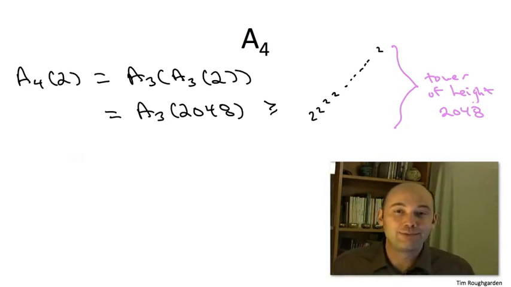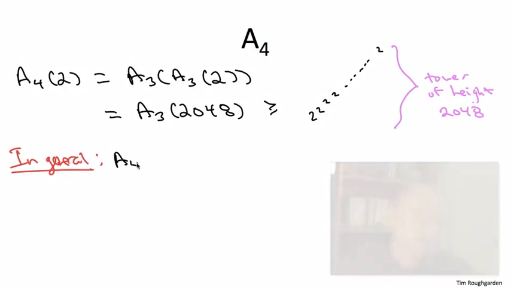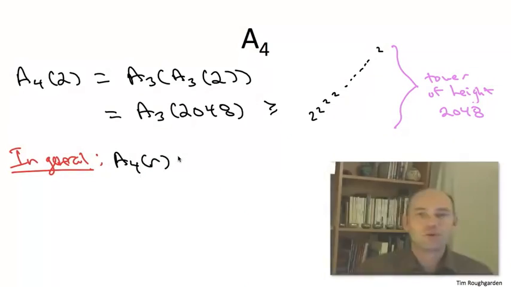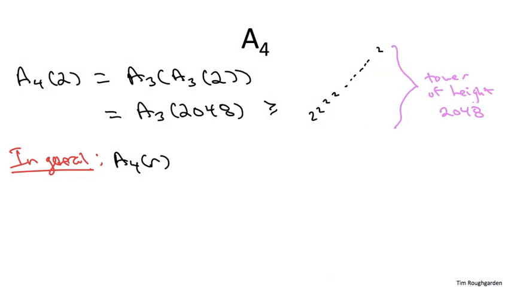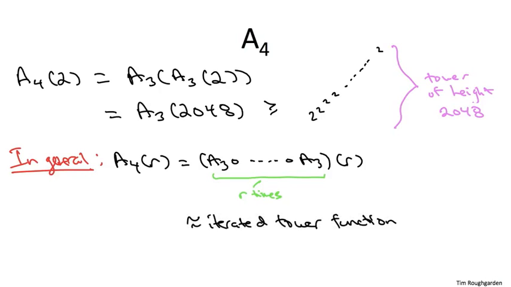What about the function A4 for a general value of R? Well, of course, in general, A4 of R is going to be R applications of A3 starting at R. Now, in the last slide, we argued that A sub 3, this function, is bounded below by a tower function. So A sub 3 takes in some integer, and it spits out some tower with height equal to that integer. So what happens when you apply that tower function A3 over and over again? Now you get what's called an iterated tower function.